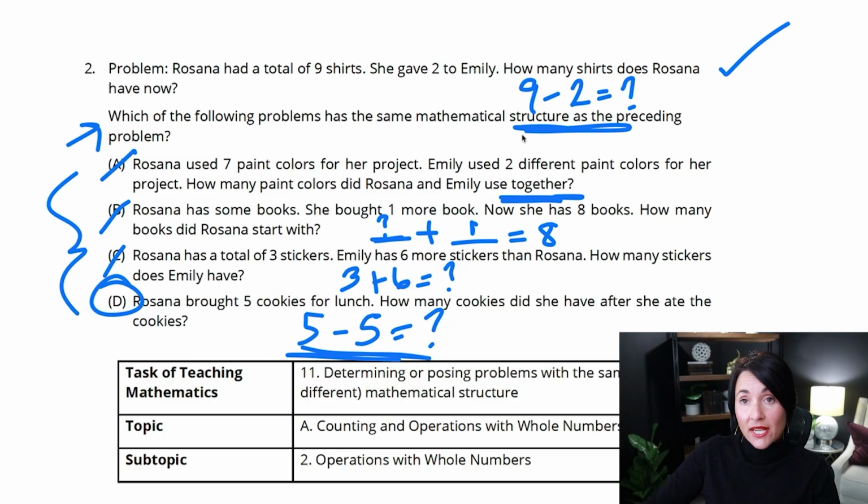It is the same concepts. Math is math. It's the same. It's just that it's presented a little bit differently. And so I highly recommend you look at this. Now, what we are talking about in this problem here, Rosanna has 9 shirts. She gave 2 to Emily. How many shirts does Rosanna have now?